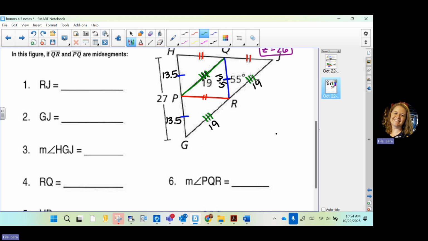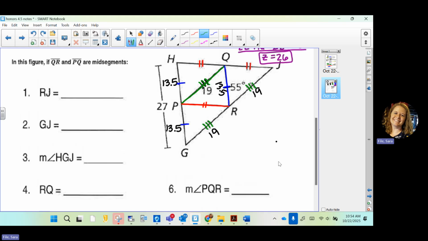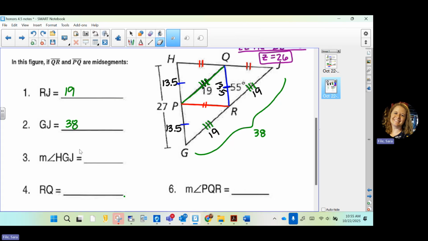All right, so I think we can answer all of the questions about length. So RJ, we already established that was 19. GJ, that's going to be that total length. What will that be? And RQ, this blue mid-segment here, we established was 13.5. Okay, so that's all of the length questions that they asked.